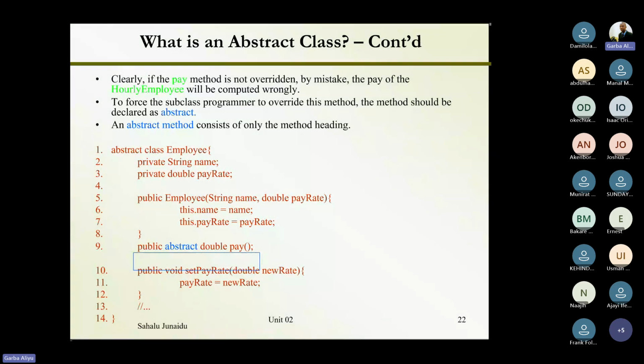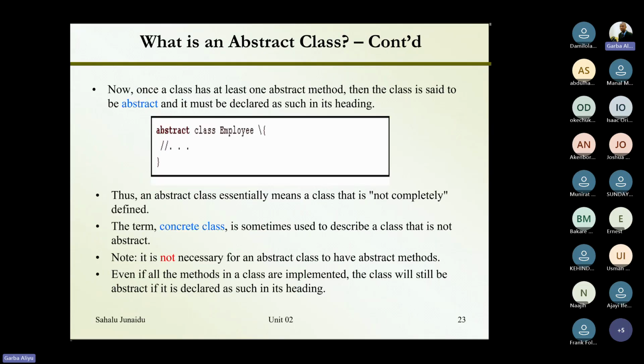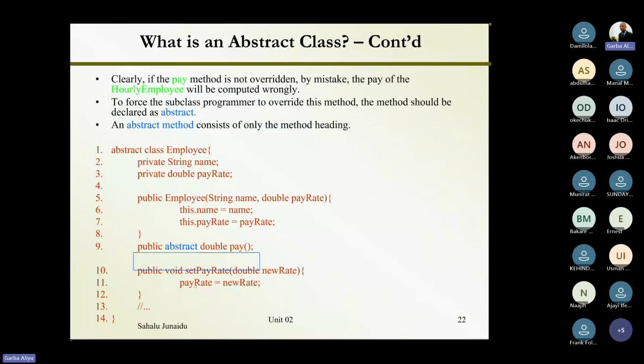But since we don't know which category of employee, we allow that to be determined by the time we go to that subclass specifically. If it is an hourly employee, we know how to compute. If it is a monthly employee, we know how to compute. If it is a commission employee, we know how to compute the pay. So this is why we make it abstract.